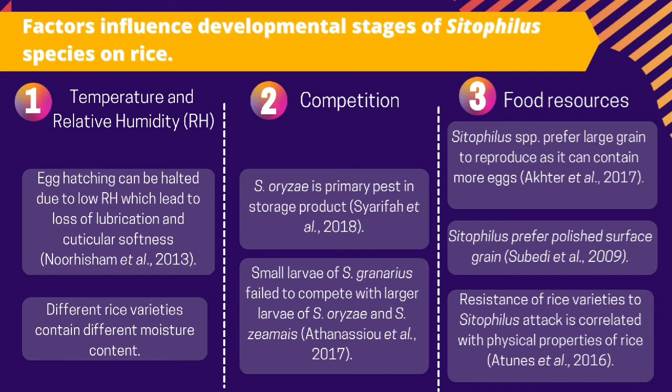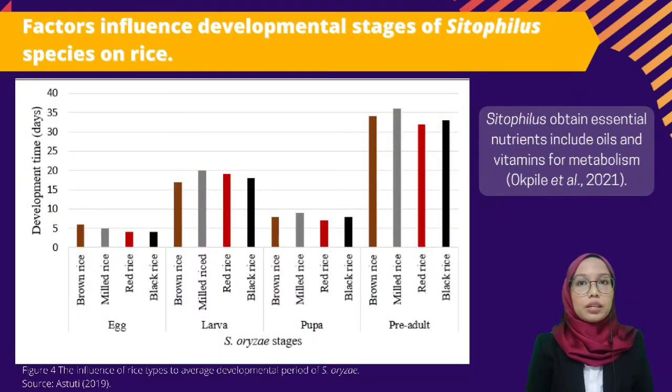In terms of physical characteristics, Sitophilus species prefer large grain and polished surface, which is in accordance with Antunes et al. 2016. It is reported that the nutritional content of rice can influence the developmental stages and growth of Sitophilus, based on recent studies conducted by Asuti. The developmental period of S. oryzae was recorded fastest in red rice compared to other rice types. The development in white rice showed the longest period due to its low nutritional content. According to Okpa et al. 2021, Sitophilus infest rice to obtain essential nutrients for metabolism. This is in accordance with Ojo and Molay, who stated that the balance of nutrients, including protein, starch, fiber, minerals, and vitamins, affects the developmental period.